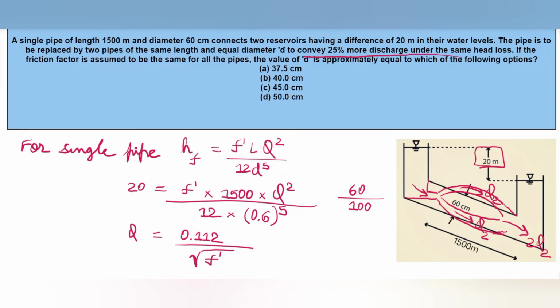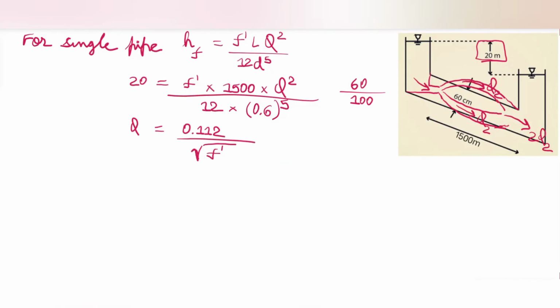And in the question it is given to us that two pipes have to convey 25% more discharge. From this we can write that 2Q2 is equal to 1.25 Q1. Why? Because 1 plus 25 by 100 into Q1, so it will be 1.25 Q1, which is 25% discharge has increased. This way we'll be comparing.